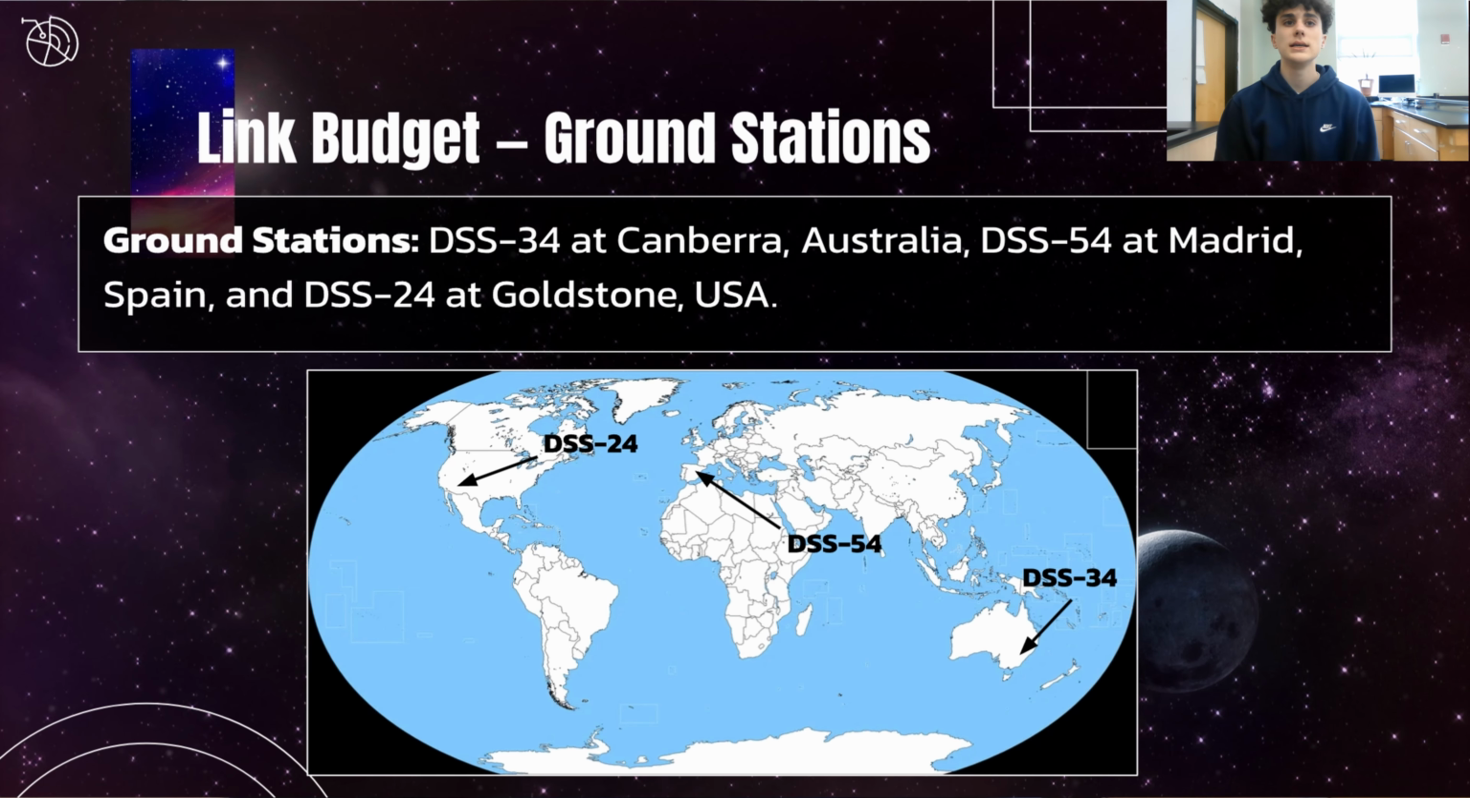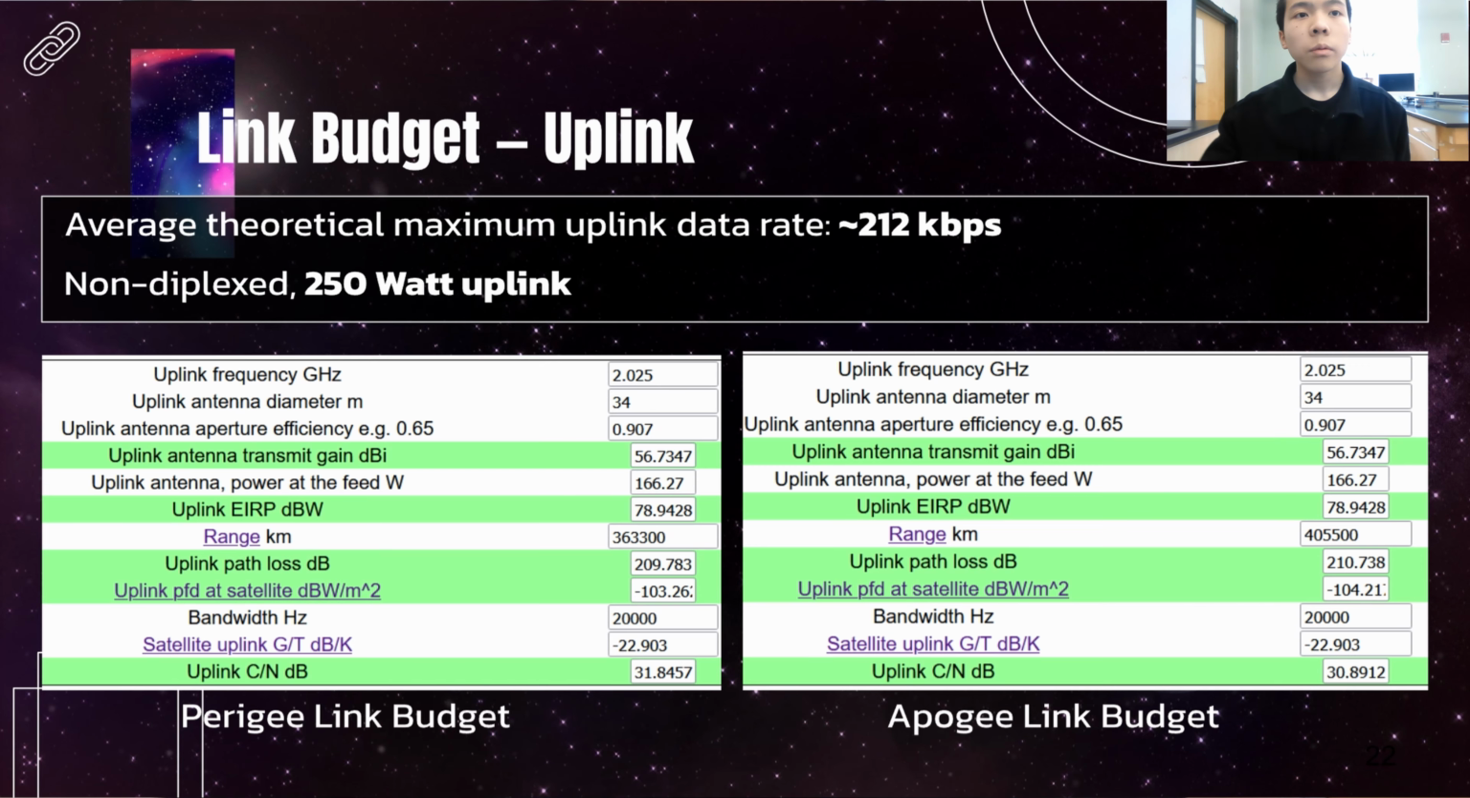Our 3 ground stations are DSS 34 at Canberra, Australia, DSS 54 at Madrid, Spain, and DSS 24 at Goldstone, USA, giving a broad range of coverage. We selected the lowest S-band frequency for our uplink frequency because it is a more power-friendly option while still being in the S-band range for the ground stations to pick up. The antenna diameter was on the ground station website. The aperture efficiency we figured out using the gain to aperture formula.